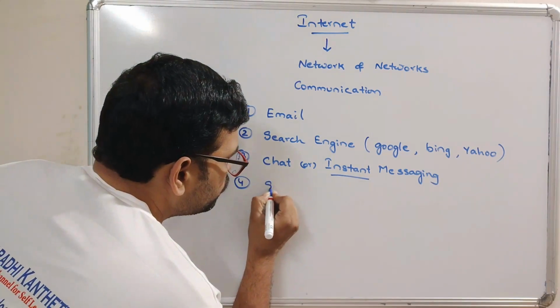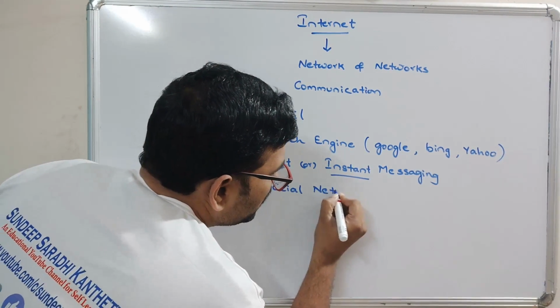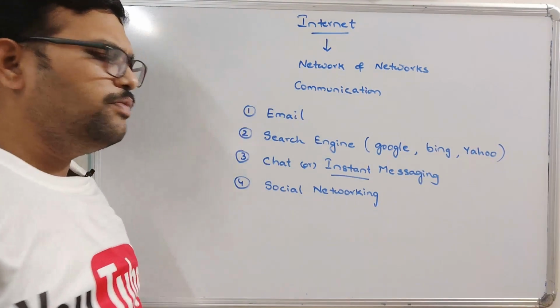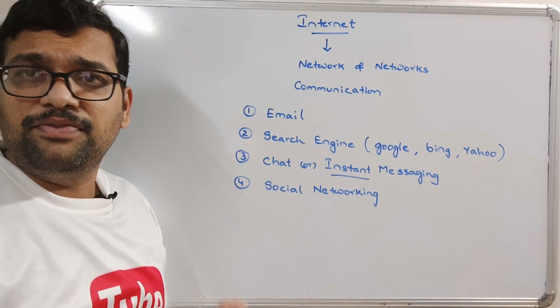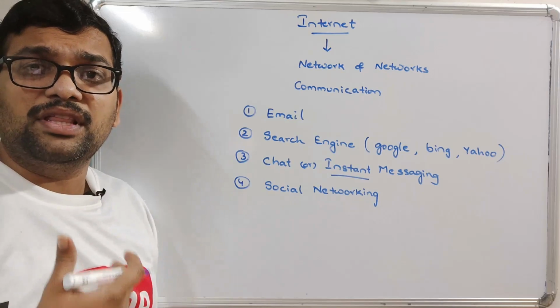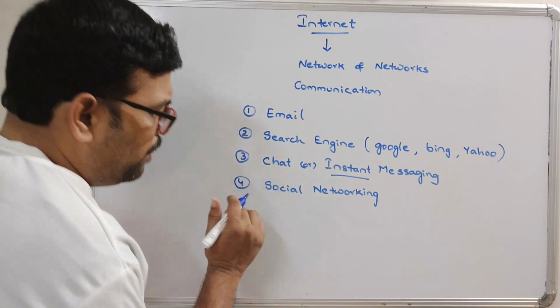And the next one is social networking. We know that there are a lot of social networking websites. For example, Facebook, Instagram, Twitter. Like this we can communicate with a lot of people around the world, right? So this is one application.